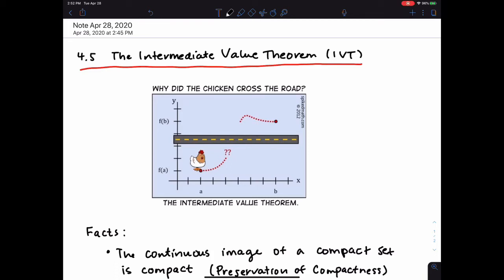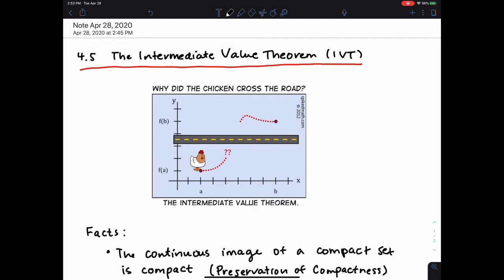Section 4.5 is about the intermediate value theorem, which should be a theorem that is familiar to you from calculus. You were probably taught how to use this theorem, but you probably did not actually prove that this theorem was true, and that's what we're going to do in this section.